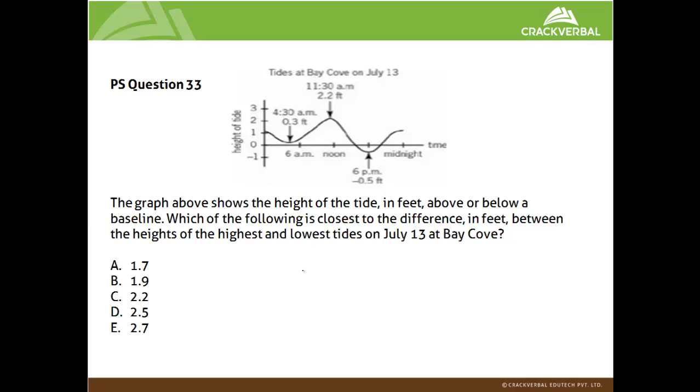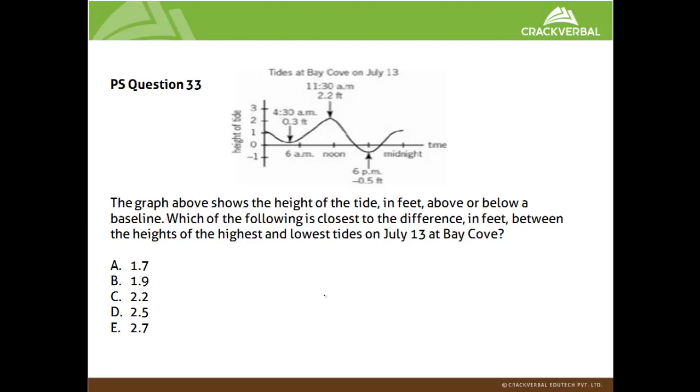Now the question is asking which of the following is closest to the difference in feet between the heights of the highest and the lowest tide on July 30 at Bay Cove. So it's a very simple question. You have to figure out from the graph when the highest tide is and its value, the lowest tide, and the difference between them. That's it.